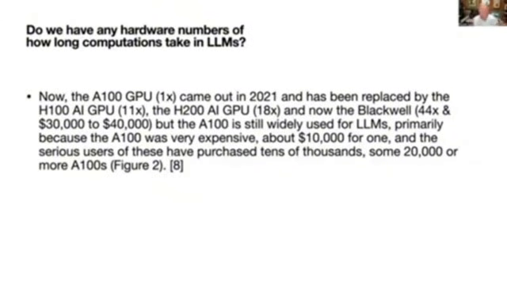But the A100 is still widely used for large language models, primarily because the A100 was very expensive, about $10,000 for one, and the serious users of these have purchased tens of thousands, some 20,000 or more A100s.